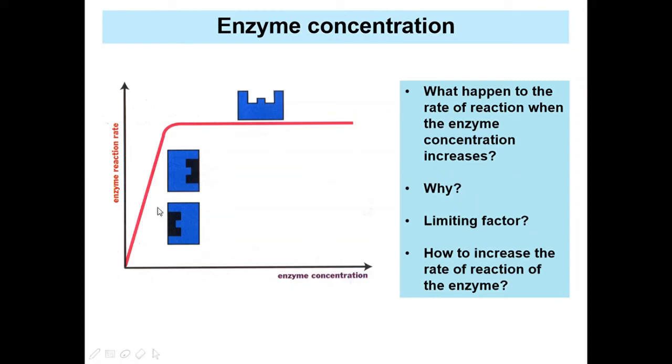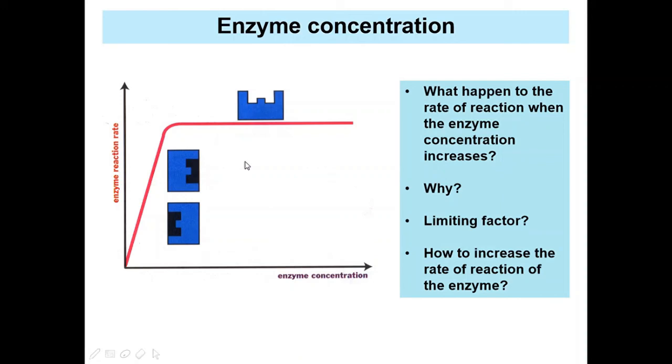From this graph, we can see that as the enzyme concentration increases, the reaction rate of the enzyme also increases. This is because more enzyme molecules are available at this point. Okay, so the reaction will increase until it reaches a maximum rate, and then it will become constant. Okay, so after the maximum rate, the concentration of the substrate becomes the limiting factor. Kita ada banyak enzyme, tapi pada point ni kita tak cukup substrate tu.